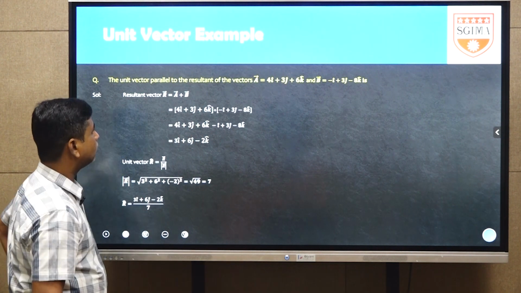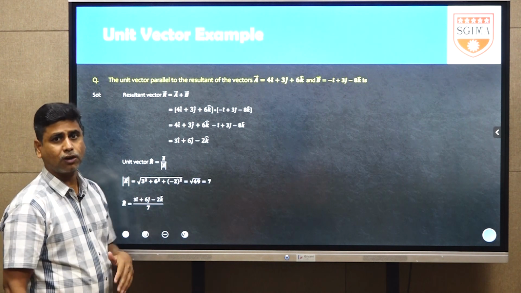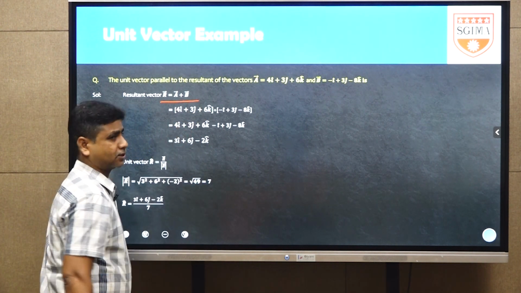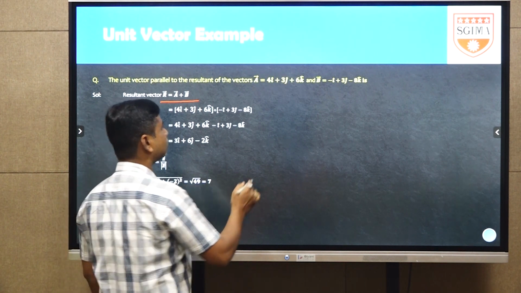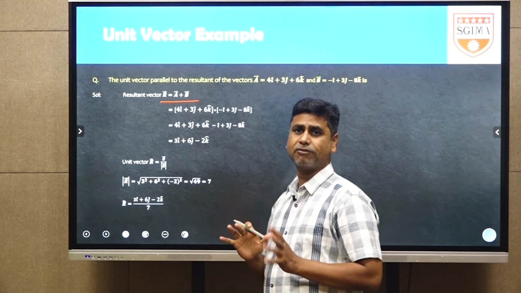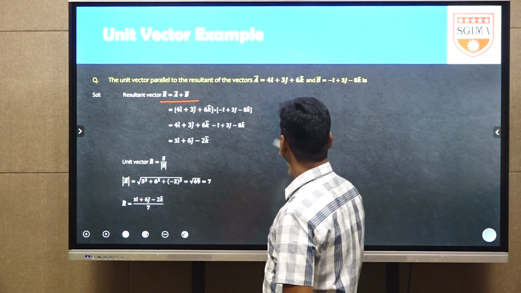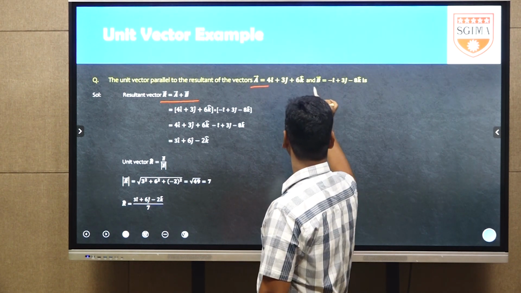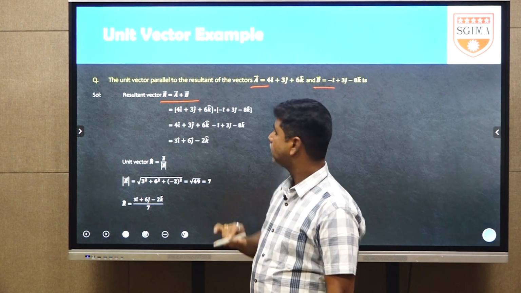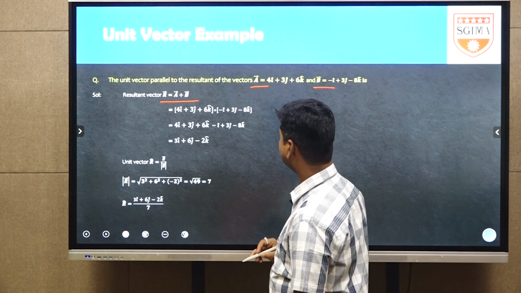The resultant of A bar and B bar, R bar, equals A bar plus B bar. This is the resultant of the vectors. The resultant is always taken as the vector sum of the given vectors. Here the given vectors are the A bar vector and the B bar vector, so its vector sum can be taken as R bar equals A bar plus B bar.